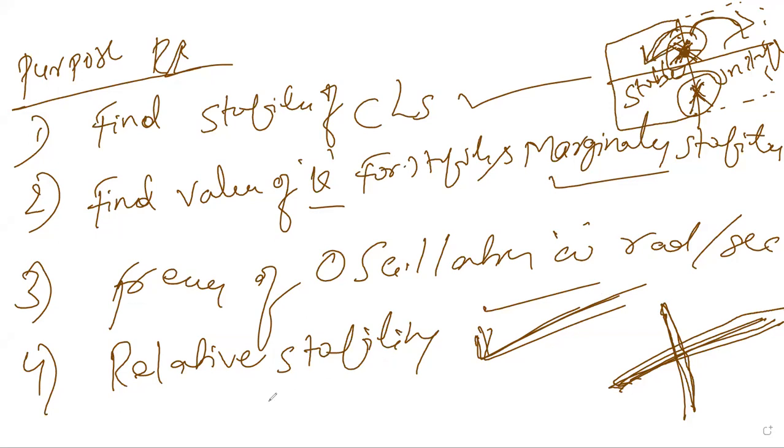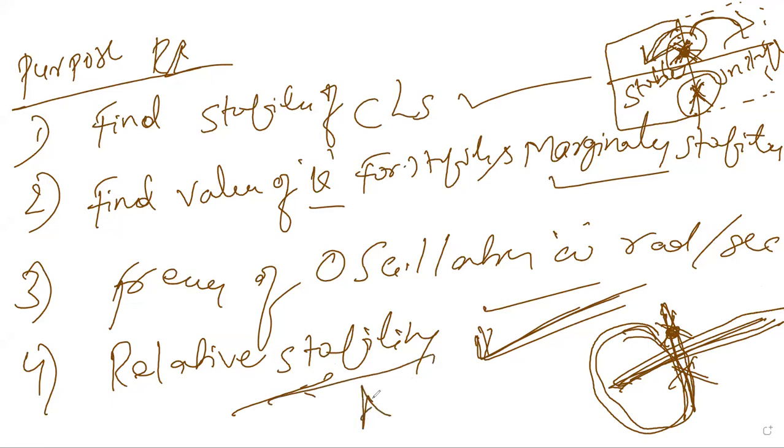So relative stability explains how far your poles are located away from the stability boundary. That explains relative stability, right? And we know absolute stability. Absolute stability means whether the system is stable or not.